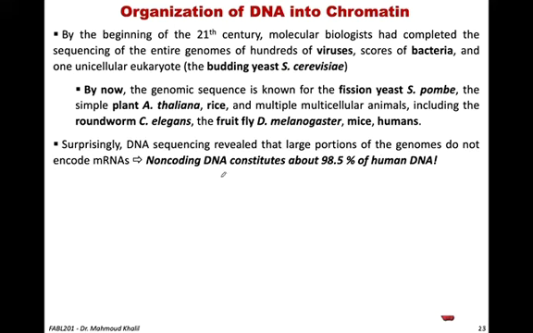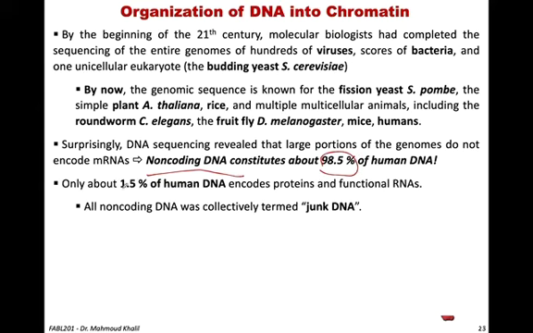They found that the DNA revealed a large portion of the genome that does not code messenger RNA. They are called non-coding DNA. This non-coding DNA is a huge percentage, around 98.5% of the human DNA, and only 1.5% actually encodes functional RNAs. What about the rest? Originally they called the non-coding DNA junk DNA.